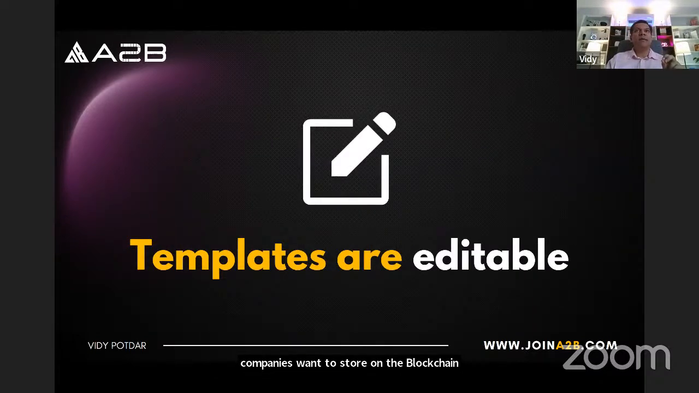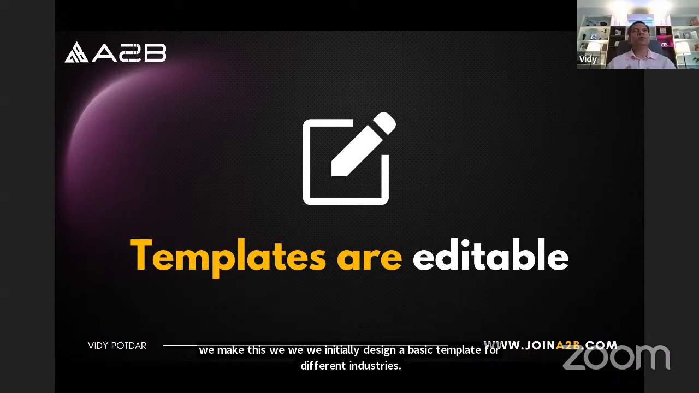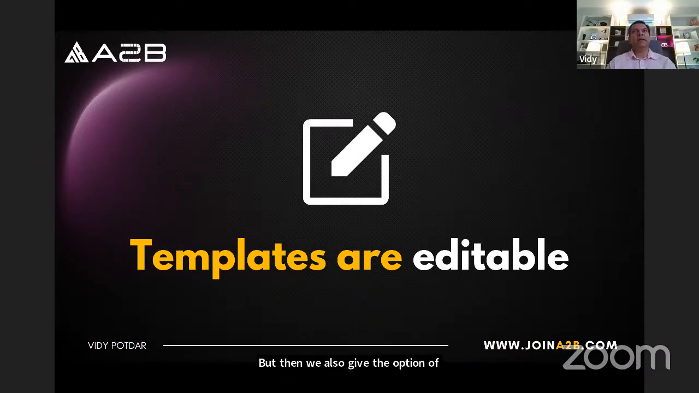Templates are editable, and this is the most important feature in A2B because every business is different, right? They may have specific requirements that they want to capture using blockchain. So we initially design a basic template for different industries, but then we also give the option of editing these templates. If a company says, okay, I don't want these 3 pieces of information, but instead I want to record these 5 things, they can do that easily using A2B.